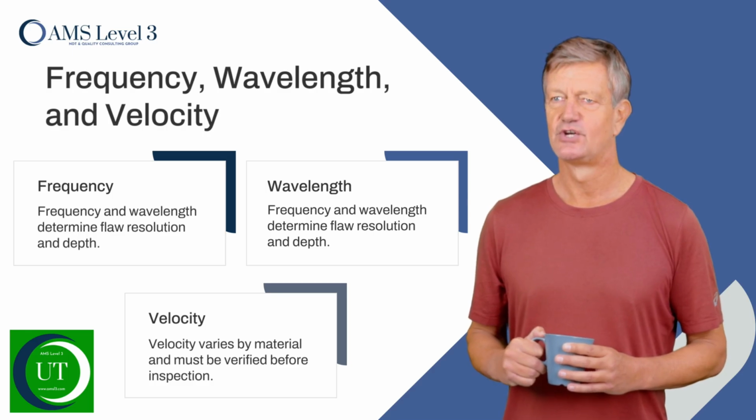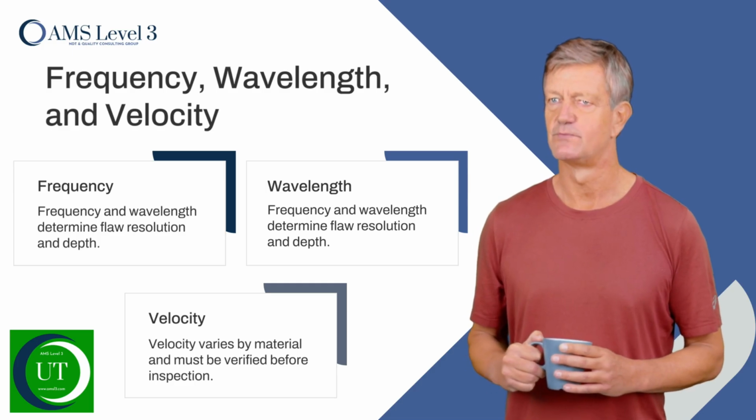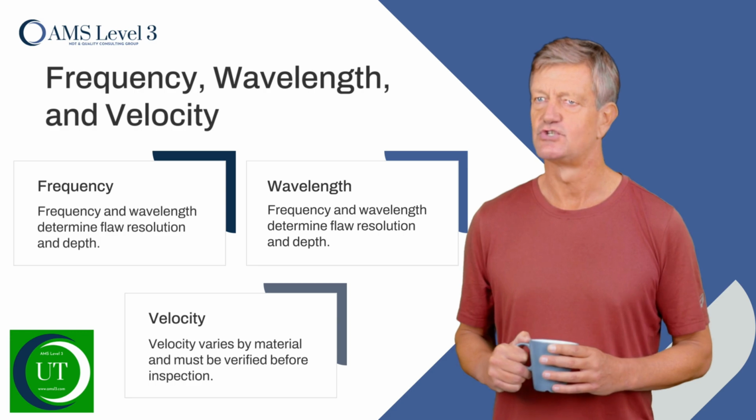Velocity depends on the material's density and elasticity, meaning the same frequency behaves differently in steel than in aluminum. That's why velocity calibration is critical before you trust your readings. Technicians who understand these relationships can make smart choices, not guesses, about which transducer to use, how to angle their beam, and how to interpret echoes. Remember, you're not just sending sound into metal. You're managing the relationship between energy and matter.